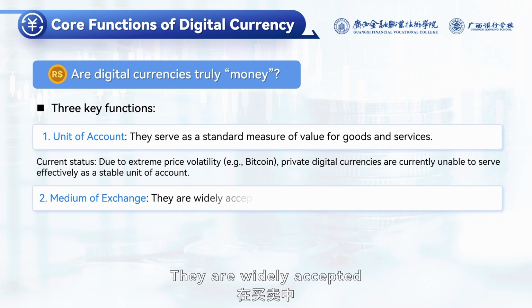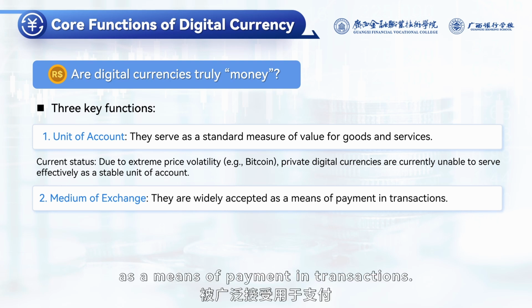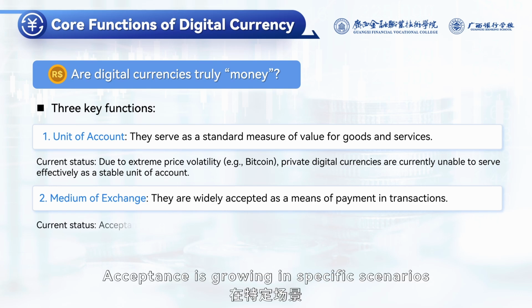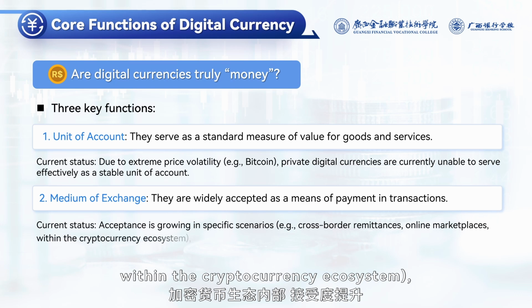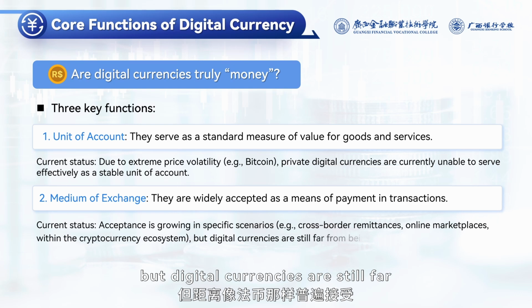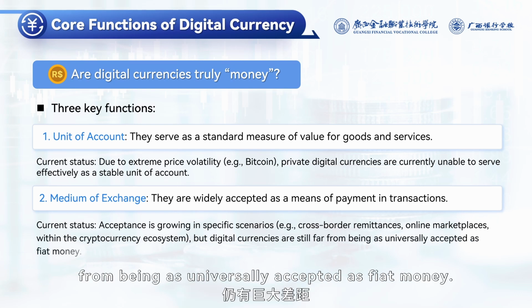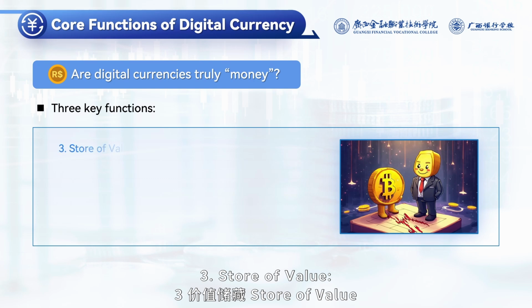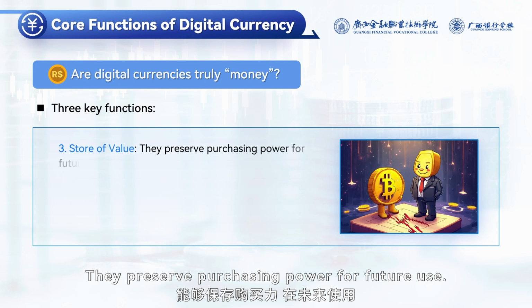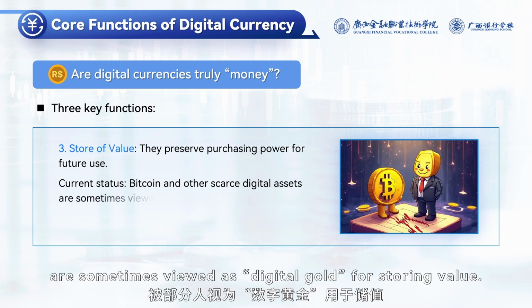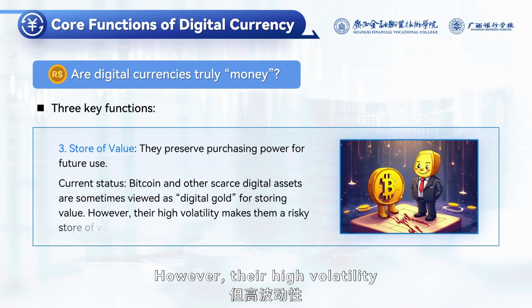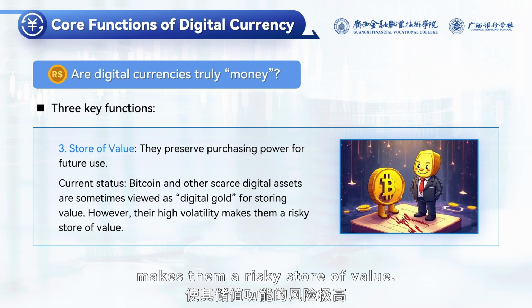2. Medium of exchange. They are widely accepted as a means of payment in transactions. Current status: acceptance is growing in specific scenarios, e.g., cross-border remittances, online marketplaces, within the cryptocurrency ecosystem. But digital currencies are still far from being as universally accepted as fiat money. 3. Store of value. They preserve purchasing power for future use. Current status: Bitcoin and other scarce digital assets are sometimes viewed as digital gold for storing value. However, their high volatility makes them a risky store of value.